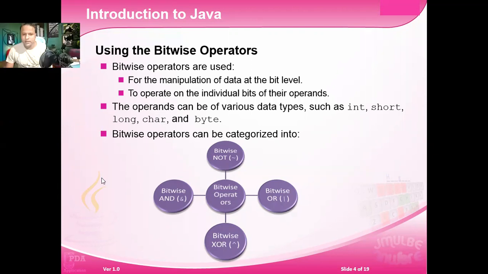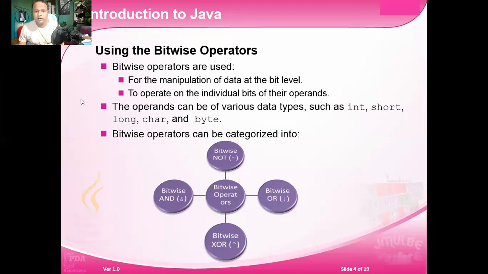Next we call it the bitwise operator. Bitwise operators are used to perform manipulation of data at the bit level. A bit is how you represent information in 0 and 1 format. That is called a bit representation. This is for manipulating data at the bit level, to operate on individual bits and their operands. The operands can be of various data types such as int, short, long, char, and byte.